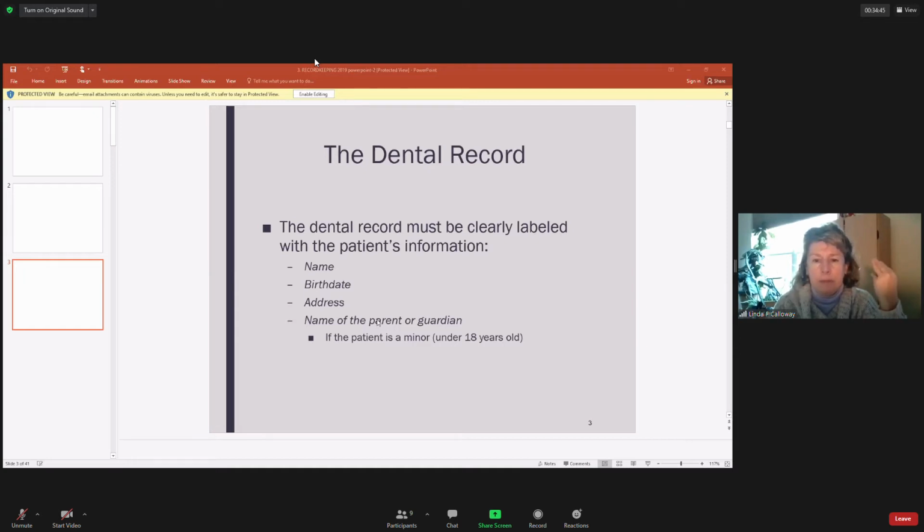address. If there's a parent or guardian for a minor, it must be listed. Just keep in mind that it's your responsibility to verify you have the correct patient in the chair. We usually do that by name, and we'll ask a patient what their birth month and date is. We don't say year, because if name and birth month and day are accurate, you can be pretty certain you've got the correct patient.